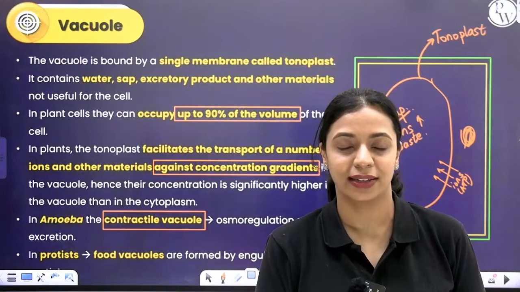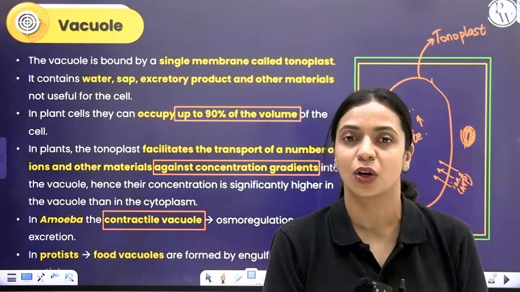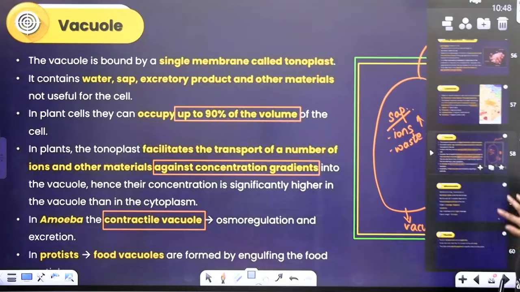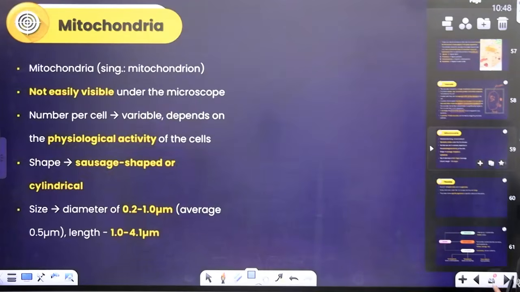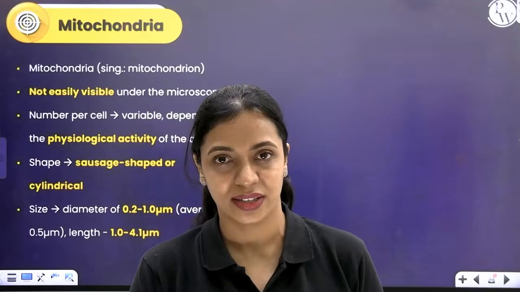That's called a contractile vacuole. If the amoeba engulfs a food particle, it forms a vesicle which is called the food vacuole. Okay, so these are some examples. Now let's learn about other organelles which are not part of the endomembrane system, starting with mitochondria.